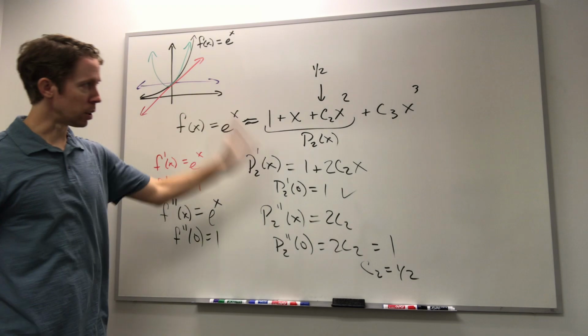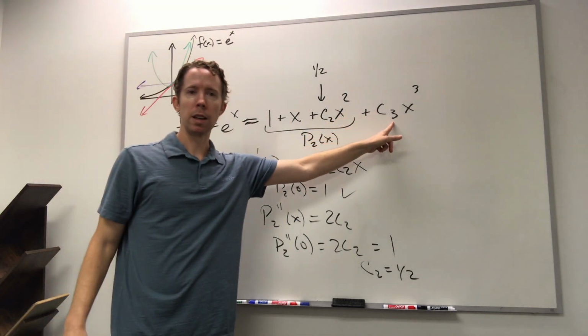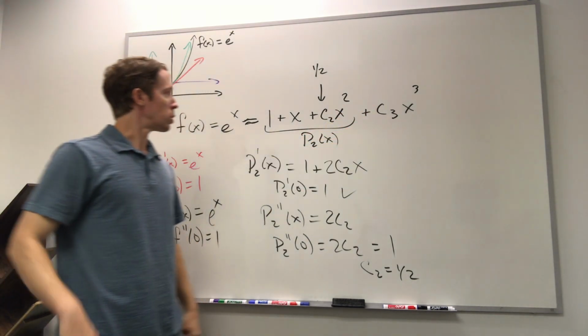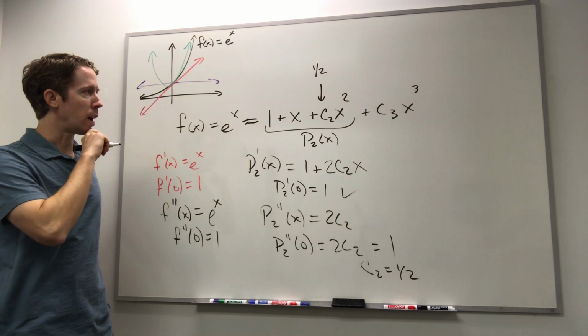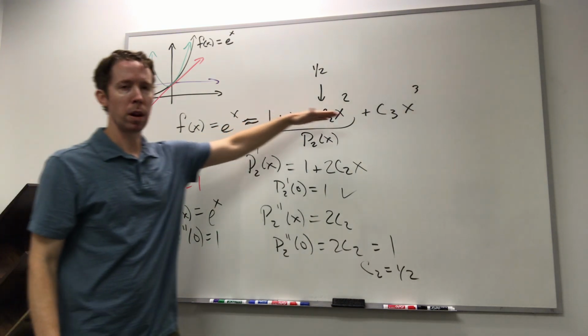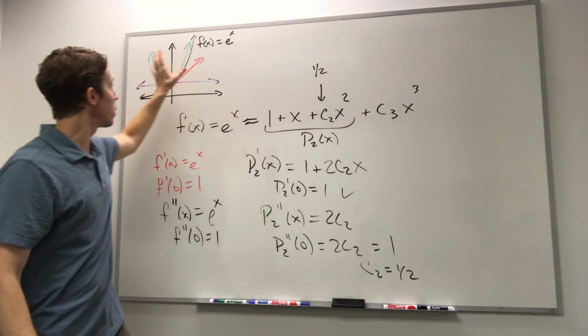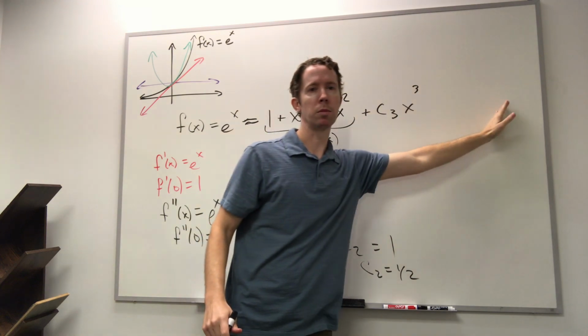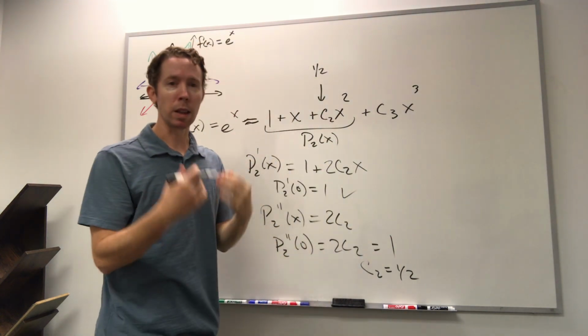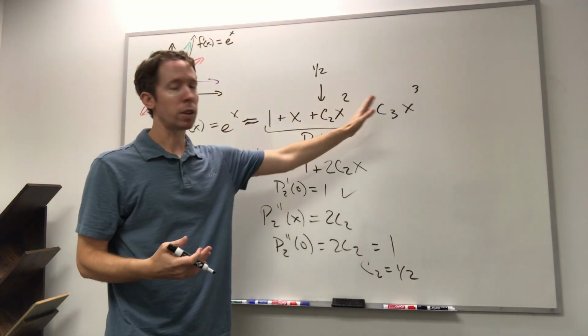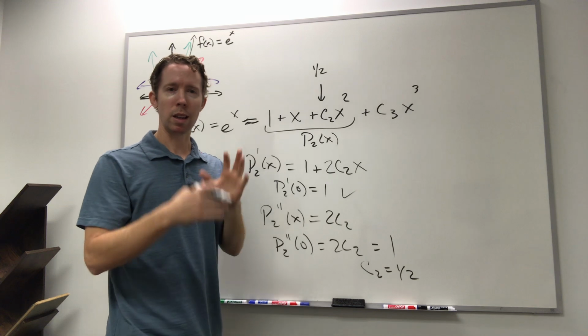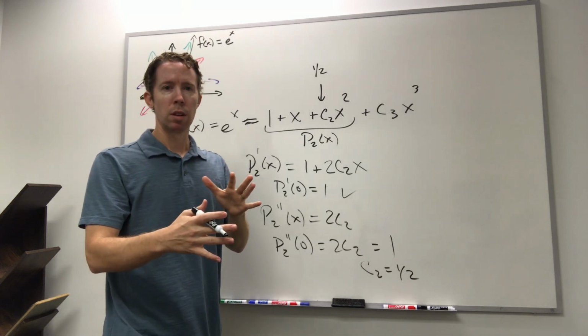And I can continue this process and keep finding these. And what's really nice about this is that if I keep doing this, I get better and better approximations for the function as I add more and more terms. And then if I take the limit as the number of terms goes to infinity, I get the exact function.